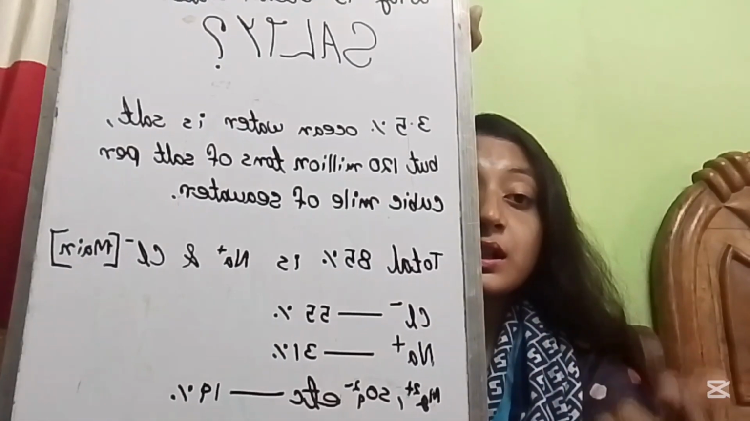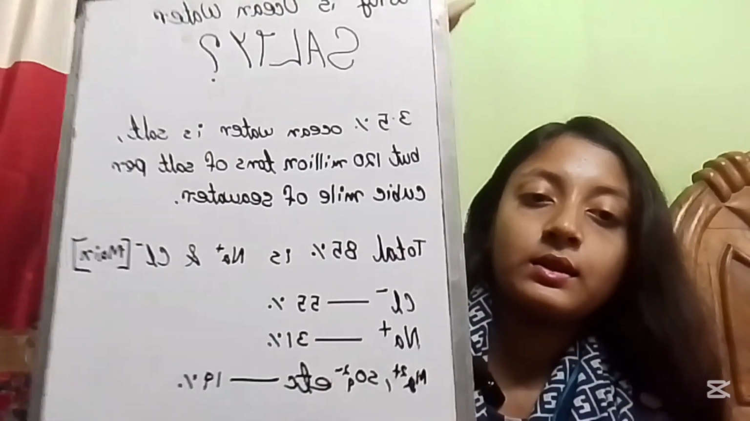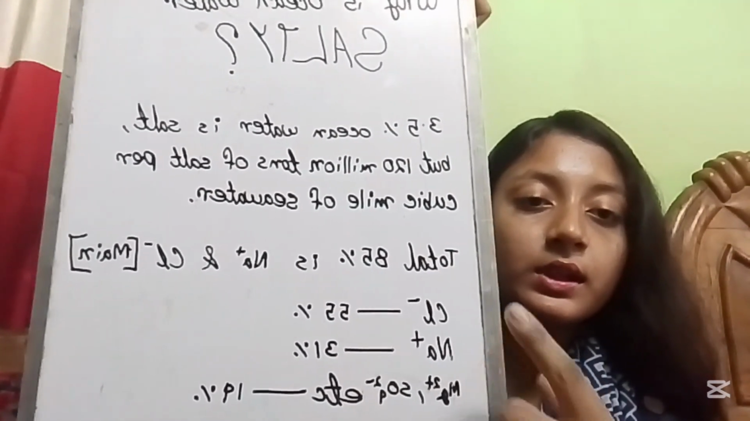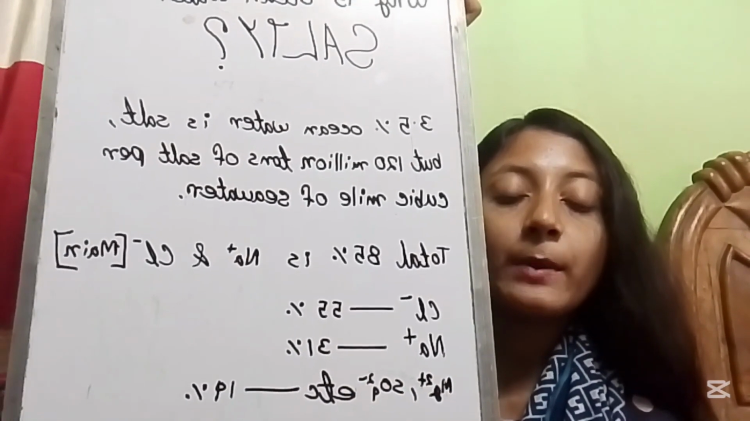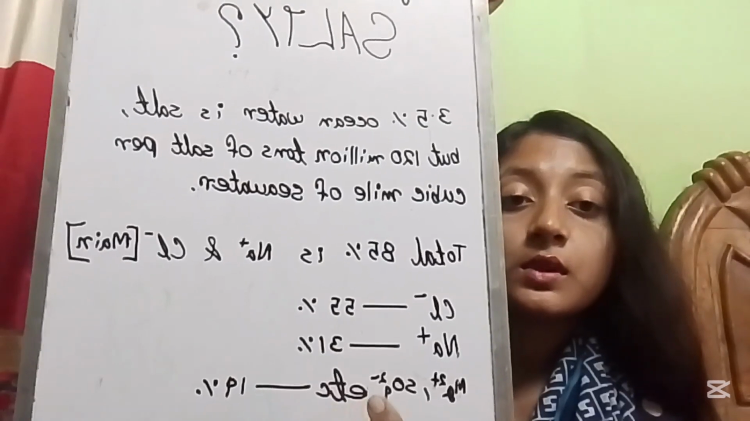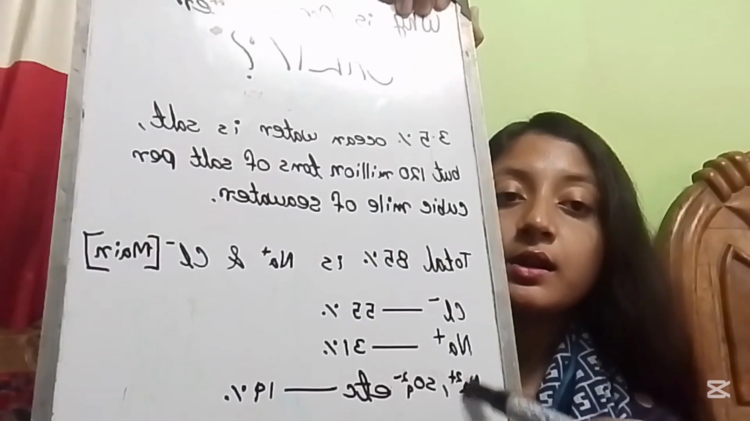And if you talk about more salts, it looks like this. Here you can see chlorine 55%, sodium 31%, and magnesium and sulfate about 14%. So the total is 100%. These are scientifically proven and main, because it's happening throughout all the oceans, generally 85%, and the breakdown will be happening for all.